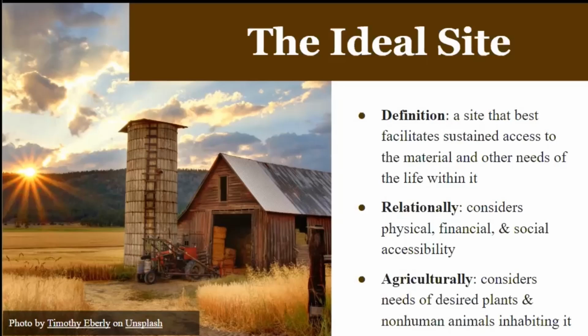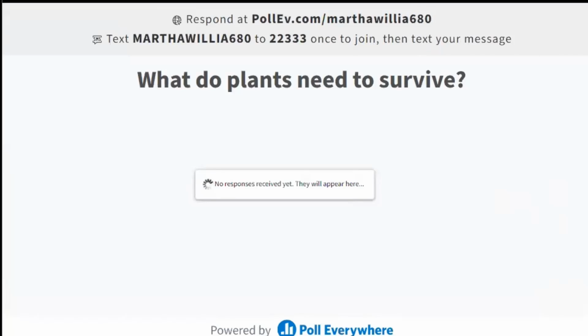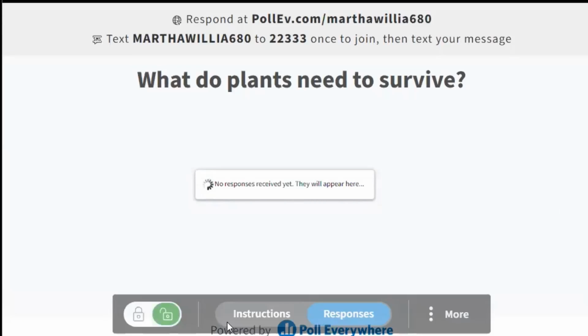So agriculturally, this considers the needs of the plants and non-human animals that you hope to care for on the site. But of course, the primary focus of today, like I said earlier, is plants. To understand what makes an ideal site more specifically, we have to understand what plants need. So as expected, there is a poll everywhere question, and I can drop the link in the chat again. So what do plants need to survive?